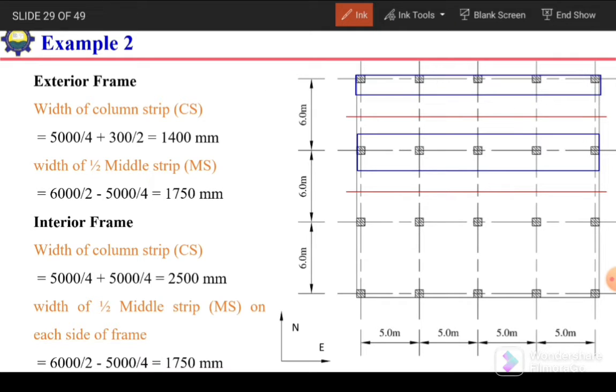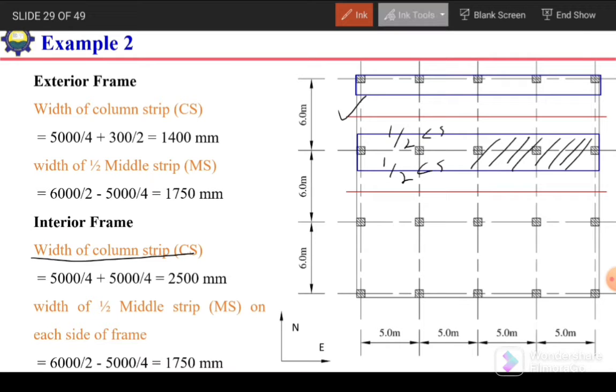For interior frames, the width of column strip. So here the width of column strip is this one. This is the column strip, the area bounded by the blue line. So half column strip is on this side and half column strip is on this side. So the width of half column strip on this side, on the upper side, will be the smaller dimension of this panel 1. So the smaller dimension of this panel is 5 meter. So 5000 divided by 4.